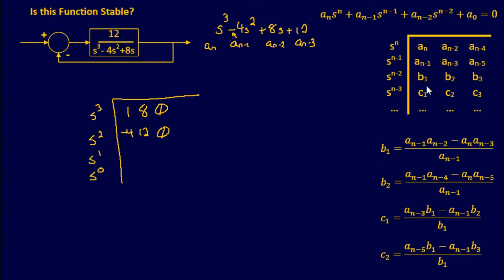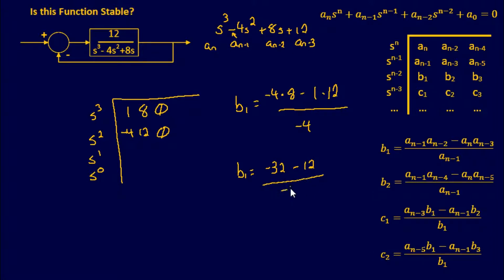Third row, B of 1. So same thing as last time. I'm going to take the equations and then do A of n1, which is negative 4, times A of n2, which is 8, minus A of n, which is 1, times, and this is A of n3, which is 12, over A of n1, which is negative 4. Simplify this down. It's going to be negative 32 minus 12 over negative 4.